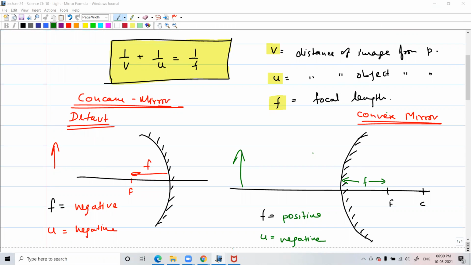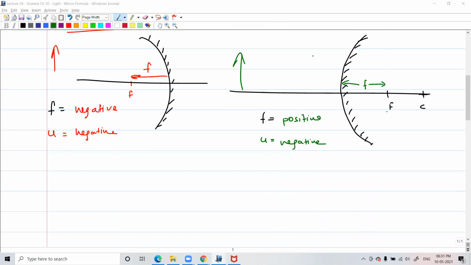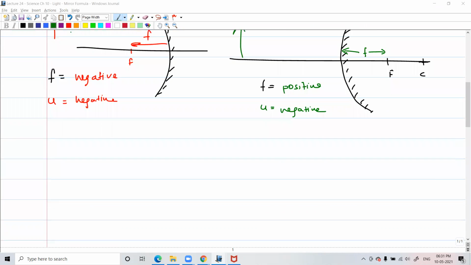An object distance U, by default, when the object is kept to the left of the mirror, is always negative. Whether it is a concave mirror or a convex mirror, U will always be negative. Now V will depend on where the image is formed. If the image is formed to the left of the mirror, then V will be negative. If it is a virtual image, then it will be positive. So write that note also.